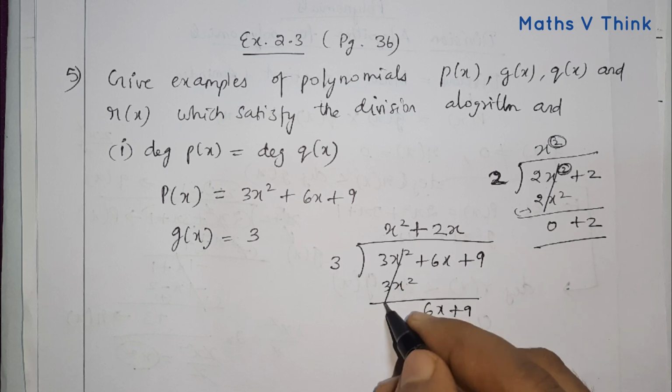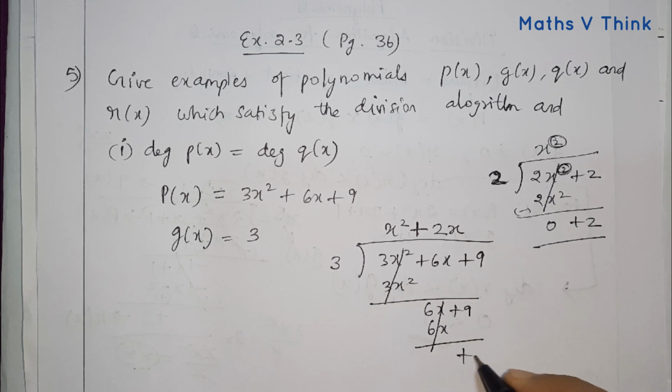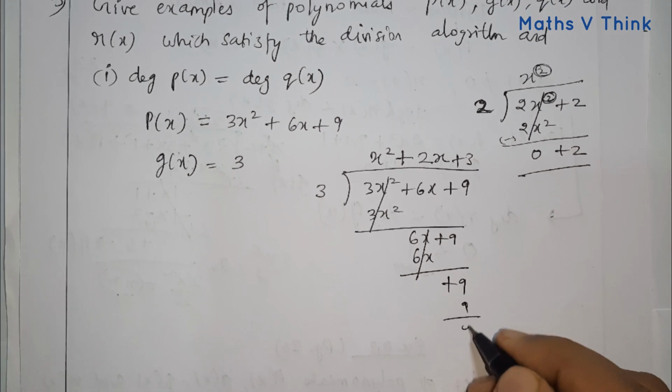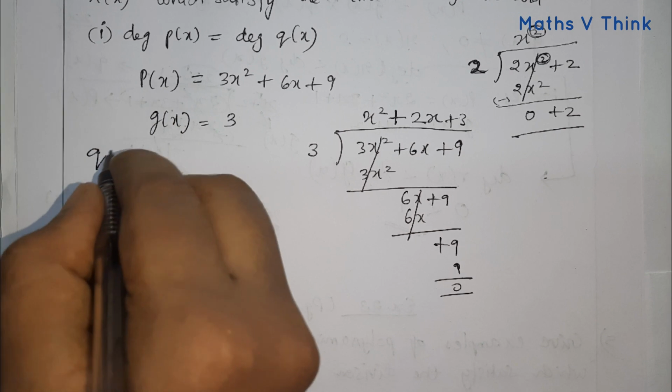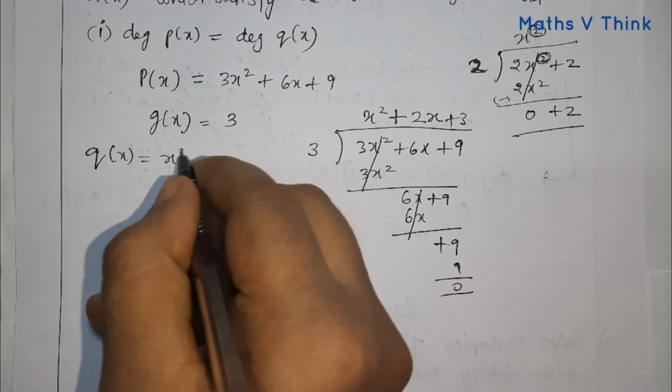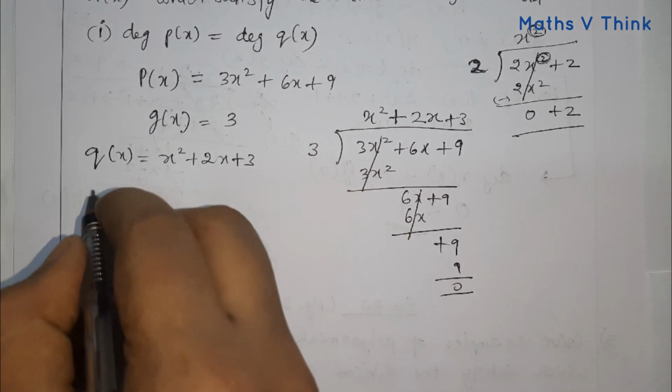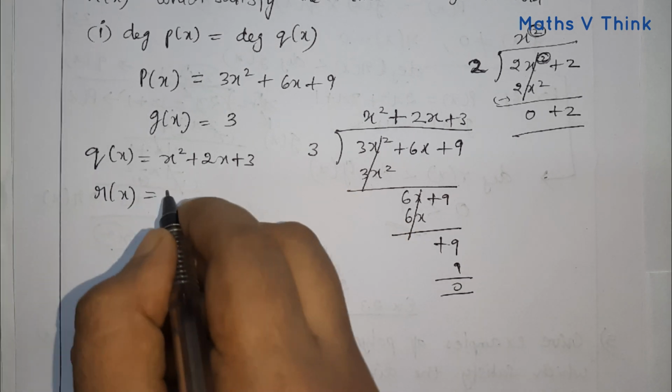Same way this cancels, this cancels. The remaining is 9 divided by 3. So 3 threes are 9. So we got q of x is equal to x square plus 2x plus 3 and the remainder is 0. r of x is equal to 0.